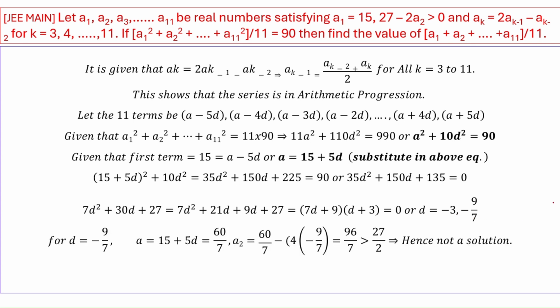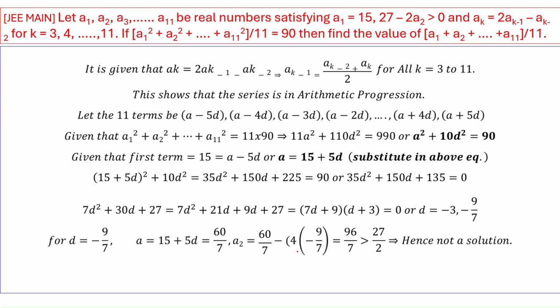For d = -9/7, what I will get is a = 15 + 5d, which is equal to 60/7. a2 is 60/7 - 4 × (-9/7). I am substituting this a2 value here basically.